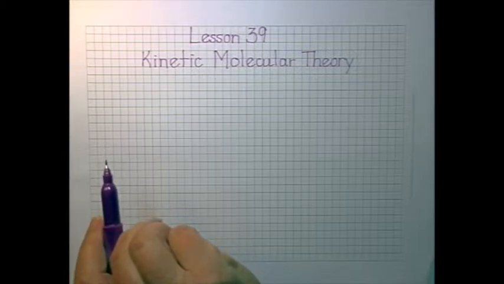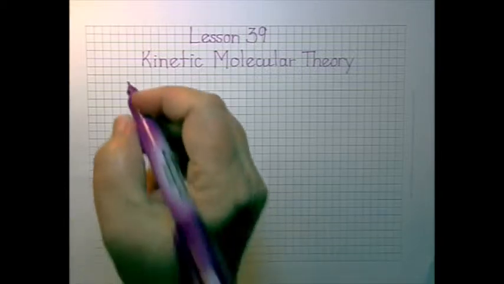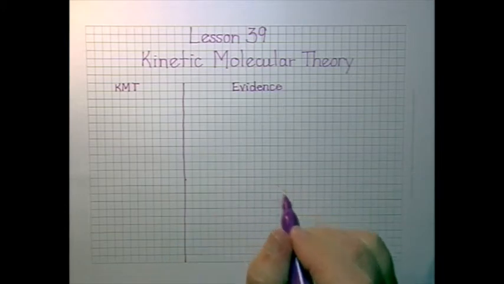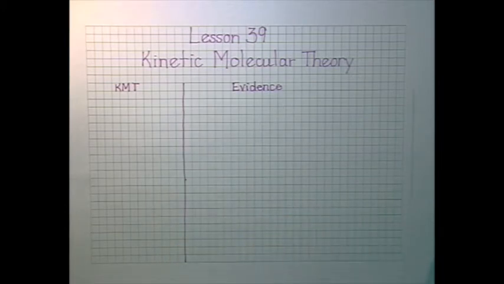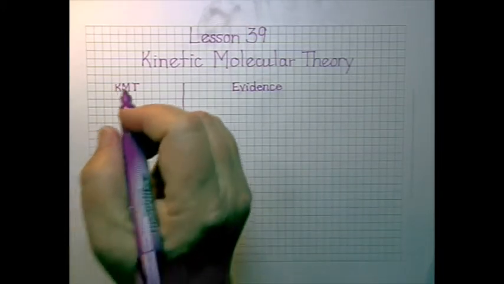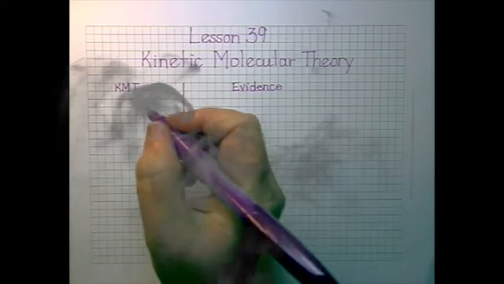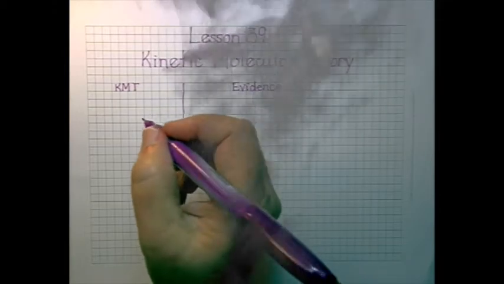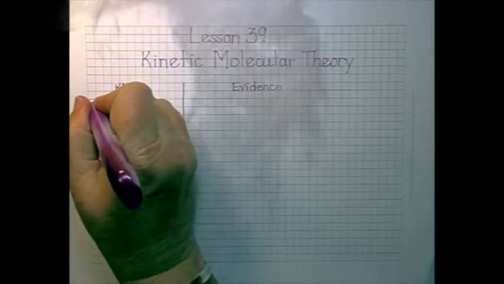Let's look at the points of the kinetic molecular theory and some of the evidence for each of those. Alright, point number one says that gases in particular, because that's what we're moving into, consist of tiny particles called atoms or molecules.